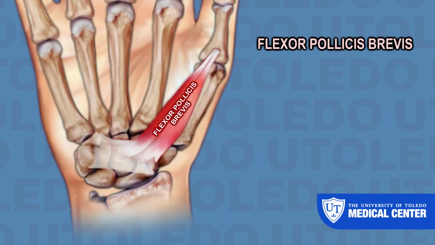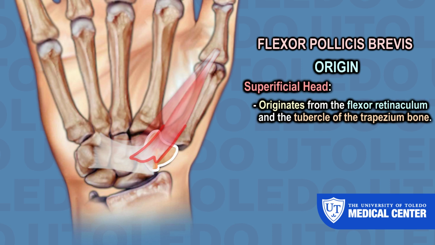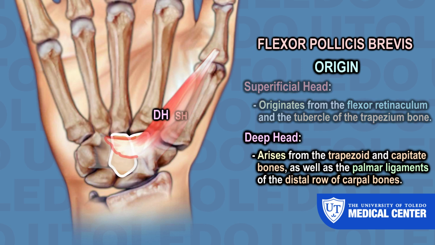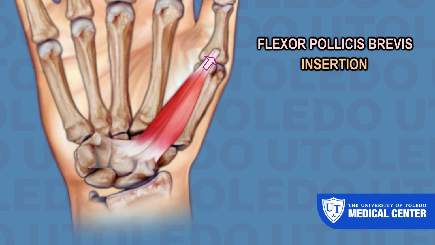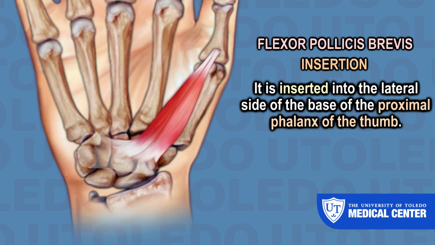At the origin of the flexor pollicis brevis muscle, there are 2 heads. The superficial head originates from the flexor retinaculum and the tubercle of the trapezium bone. The deep head arises from the trapezoid and capitate bones, as well as the palmar ligaments of the distal row of carpal bones. The flexor pollicis brevis is inserted into the lateral side of the base of the proximal phalanx of the thumb.